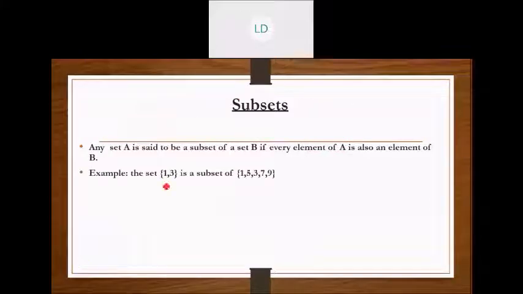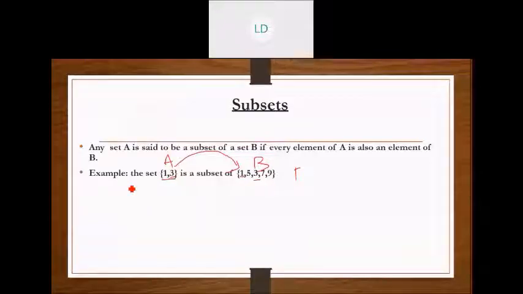If you take this set as A and this set as B, is A a subset of B? A will be a subset of set B if all the elements of the smaller set are there in B. Now what are the elements here? Here the element is 1, and it is there in the bigger set. Here the element in the smaller set is 3, and 3 is there too. So all the elements of A are there in B. Therefore, A is a subset of B.